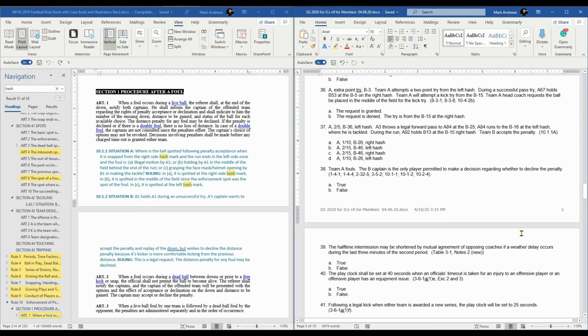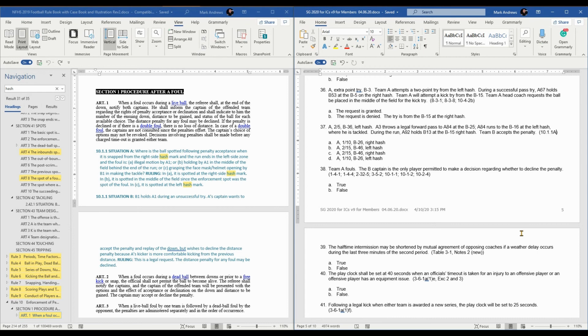Question 37. A 2nd and 5 at the B36. They're on the left hash mark. A3 throws a legal forward pass to A84 at the B25. A84 runs to the B16, still on the left hash mark where he is tackled. During the run, A92 holds B13 at the B15 on the right hash. Team B accepts the penalty. So this is a penalty enforcement question and also where the ball is placed in relationship to the hash marks.